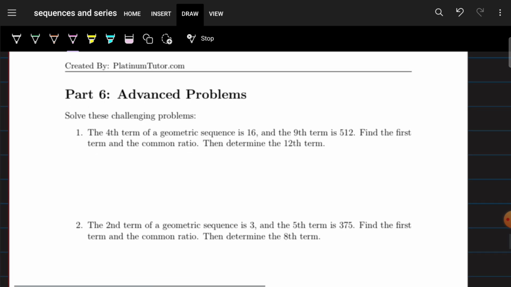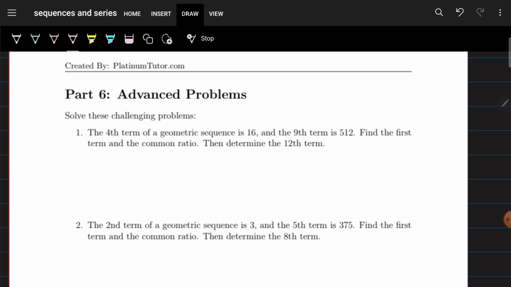All right, so now we are in the advanced problem section. Not much more difficult than the word problems we did, maybe a tiny bit more interesting. So let's have a look at them. The fourth term of a geometric sequence is 16 and the ninth term is 512. Find the first term and the common ratio, then determine the 12th term.